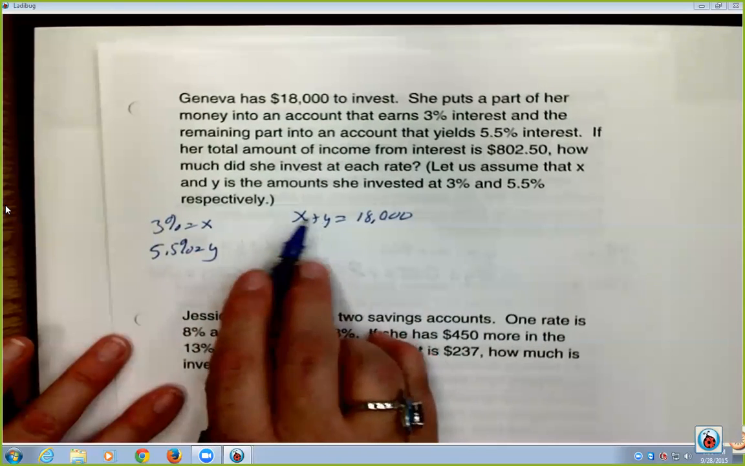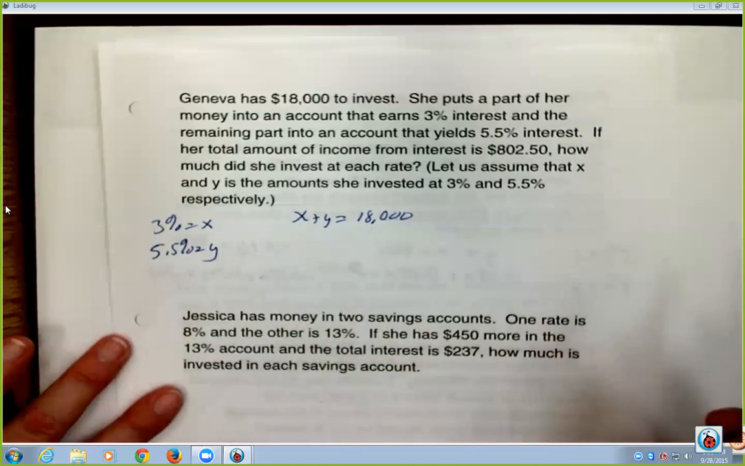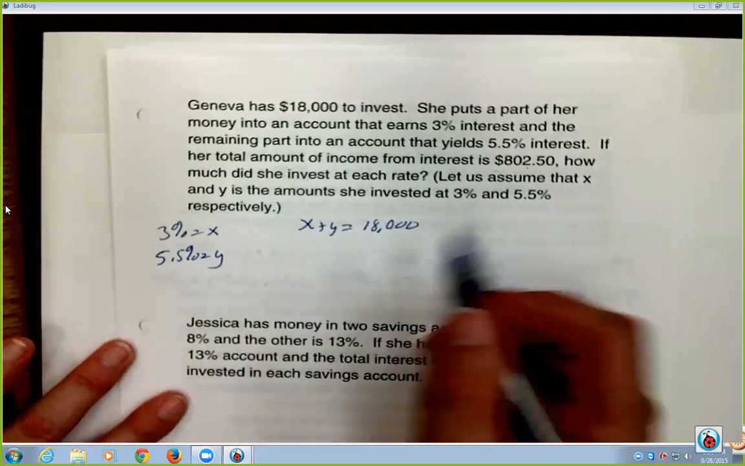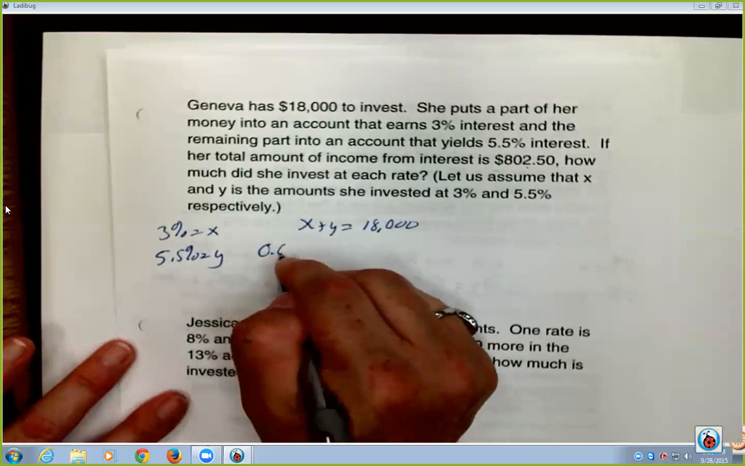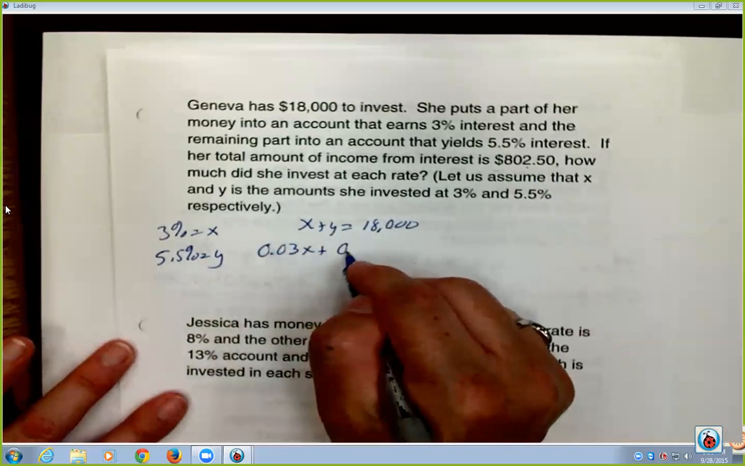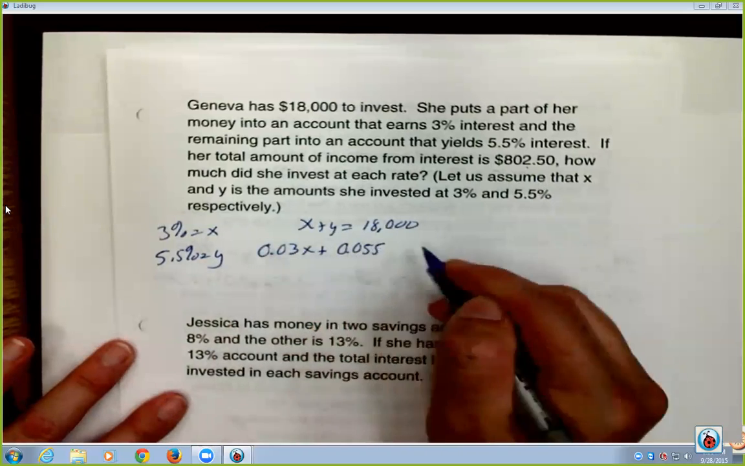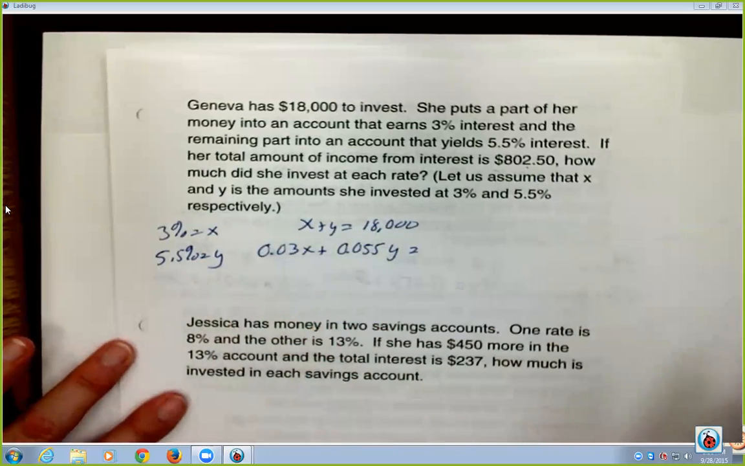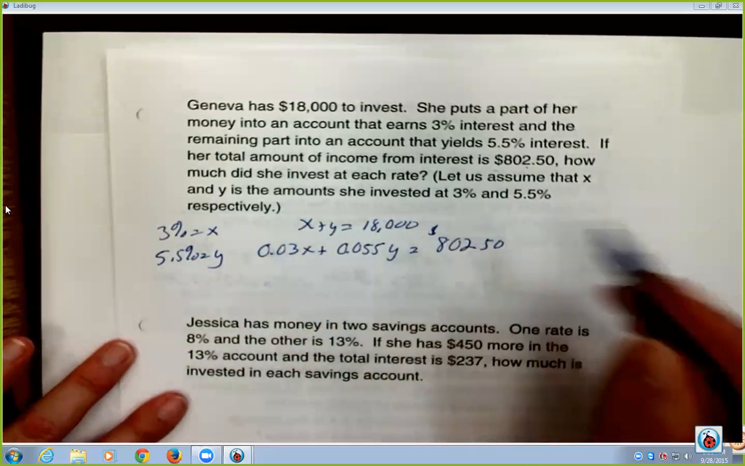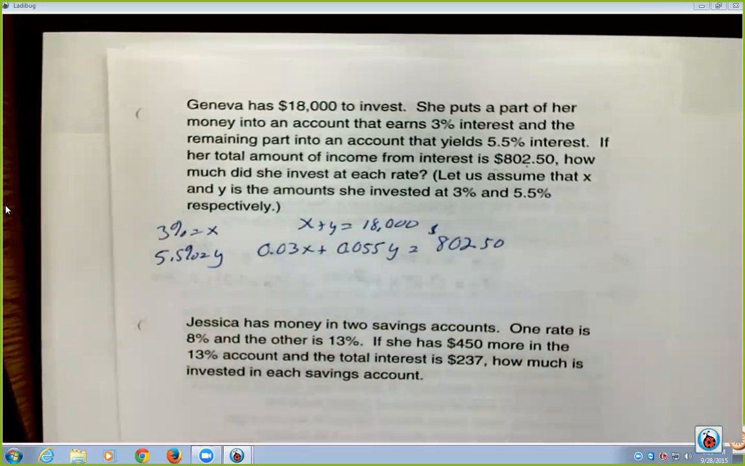So X plus Y, meaning whatever she put in each account, is going to equal 18,000. And then the final piece is what she's going to earn. So 0.03X plus 0.055Y is going to end up equaling $802.50. So pretty straightforward with that one and what you have. And I think the next one probably is too.